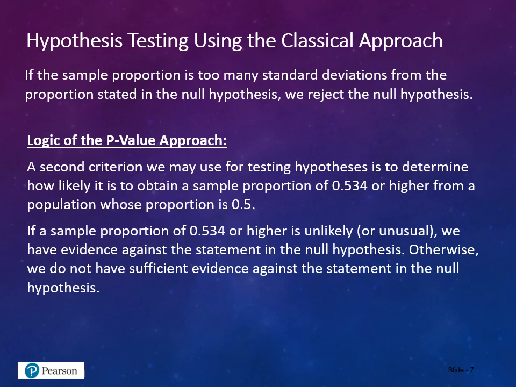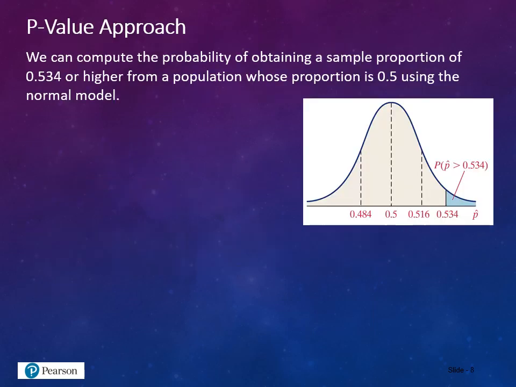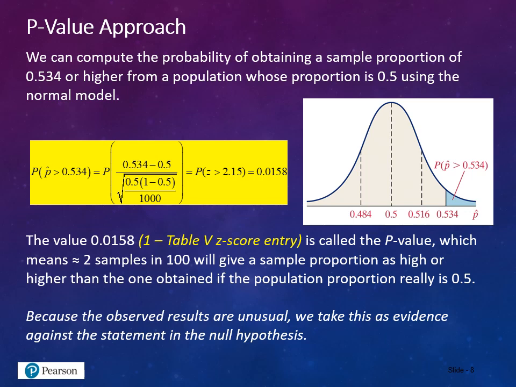Otherwise, we do not have sufficient evidence against the statement in the null hypothesis. We can compute the probability of obtaining a sample proportion of 0.534 or higher from a proportion, again, this is what we just saw before. We already know that we can use the normal model. Here, the probability that p hat is greater than 0.534 is the probability of the z-score being greater than 0.215, which is 0.158.